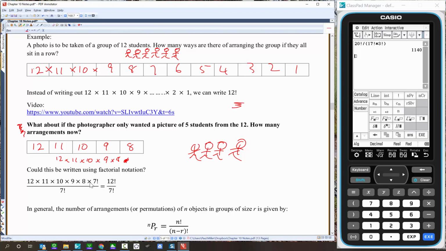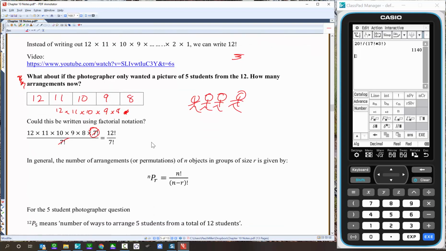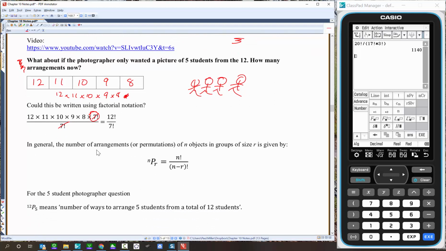Or we could do this really bizarre thing here, which is actually to write 12 times 11 times 10 times 9 times 8 times 7 factorial over 7 factorial. Now, why can we do that? Because they cancel out and just leave us with that. Now, why is this important? Well, there's a formula that this leads on to. So in general, the number of arrangements or permutations of n objects in groups of size r is given by this. This is the syntax. We write nPr equals n factorial over n take r factorial.